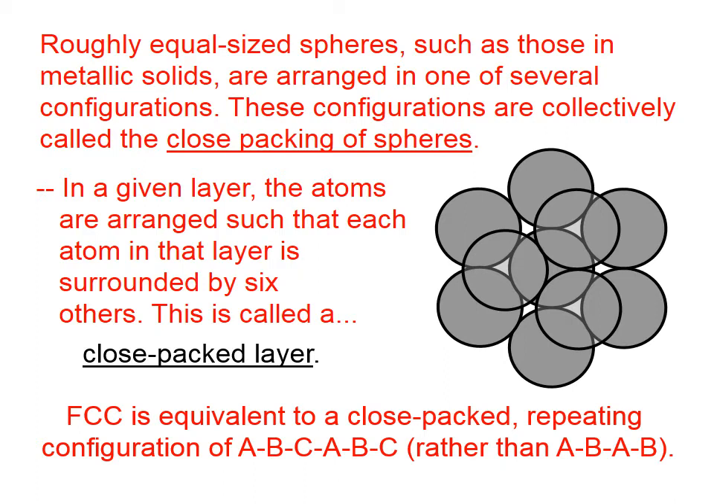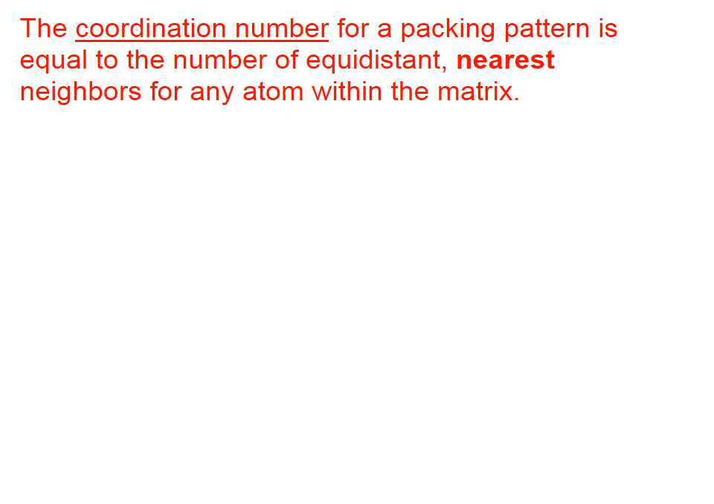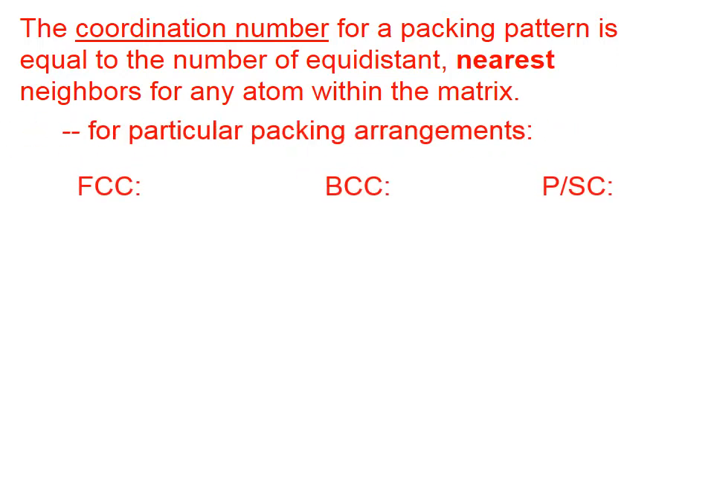Well, if the 3 atoms on the back are centered below this one and this one and this one, then we have the AB, AB, AB, AB pattern. But if the 3 atoms on the back side are centered right there and there and there, then we have an ABC, ABC pattern. The coordination number for a packing pattern is equal to the number of equidistant nearest neighbors for any atom within the matrix.